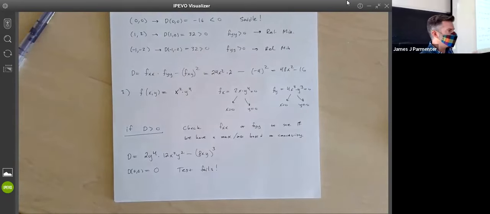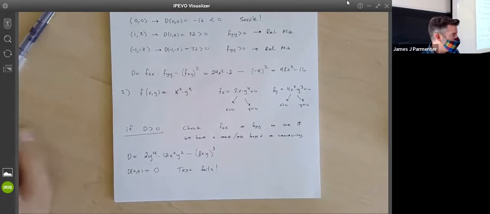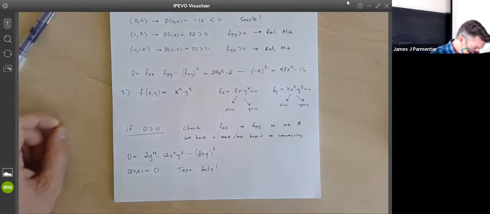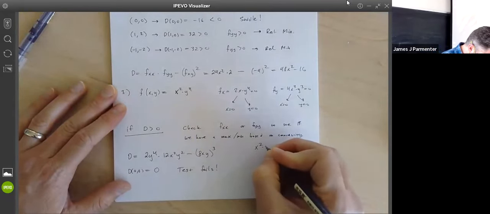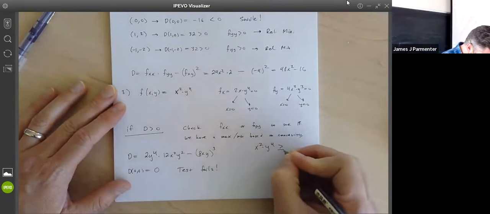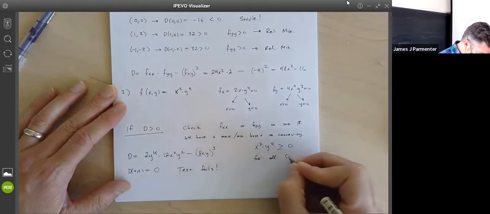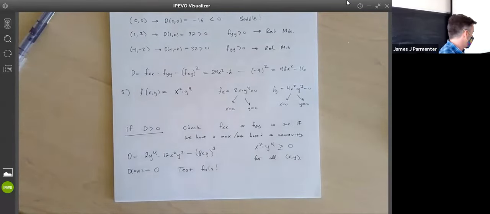Could I get a negative result? I sure can't. X squared times y to the fourth, no matter what x is, x squared is positive, unless it's 0. No matter what, y to the fourth is positive. So even though the test fails, we know that x squared times y to the fourth is greater than or equal to 0 for all points x, y, which suggests that we must have a minimum here.